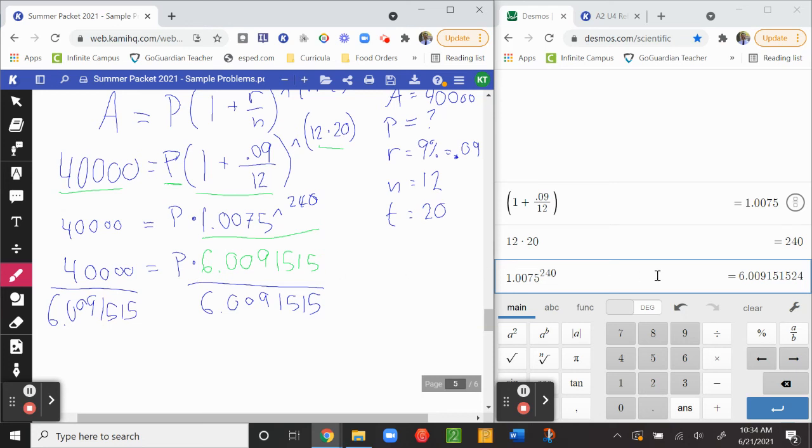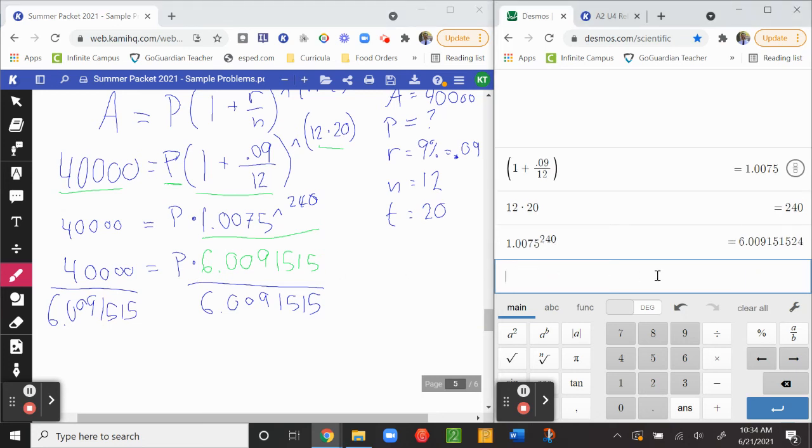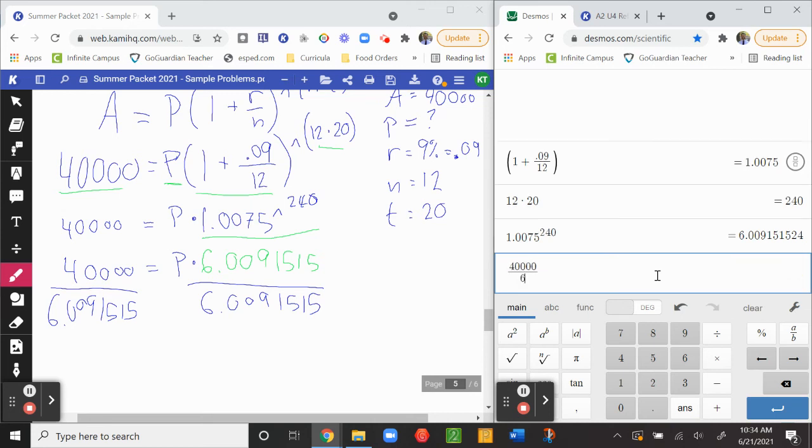6.00911515. I'll calculate that with Desmos. 40,000 divided by 6.00911515. That cancels. This simplifies down to 6656.51. That equals P. I have isolated the P value.